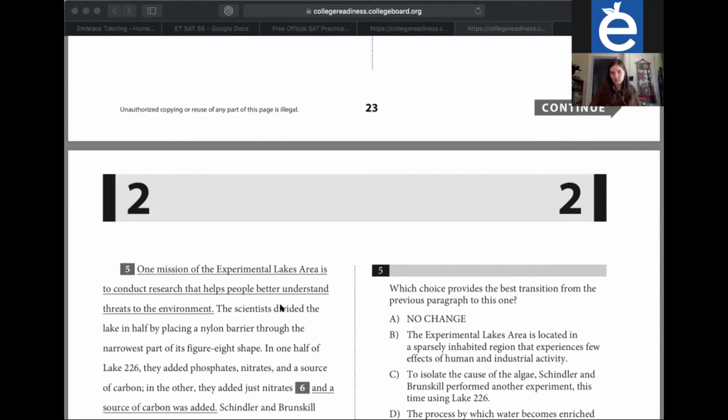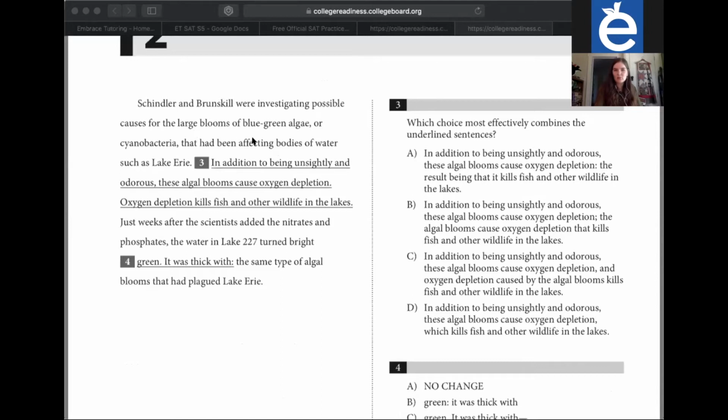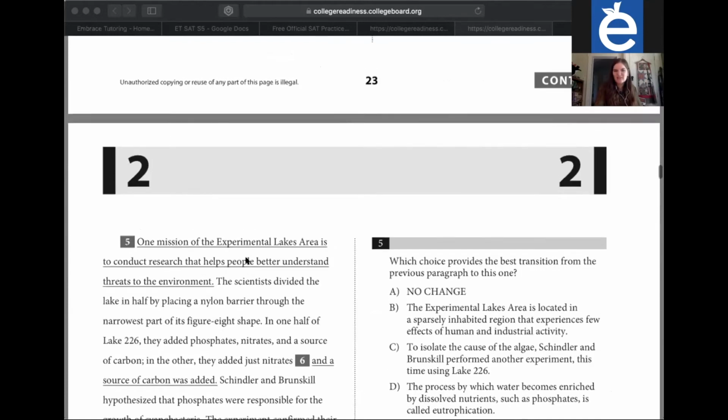If we break that sentence down, one mission of the experimental lakes area is to conduct research that helps people better understand threats to the environment. In the context of this paragraph, does that make sense? And does that actually help transition between our ideas about dealing with the large blooms of blue-green algae or cyanobacteria that were affecting large bodies of water? So, dealing with algae, basically. It doesn't really connect to that idea. That's more of a statement, which is fine, but it's not giving us a transition here. It's basically giving us a fact.